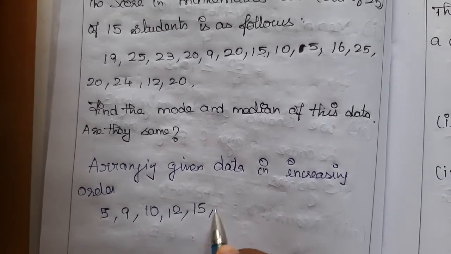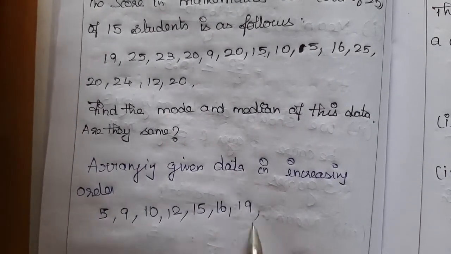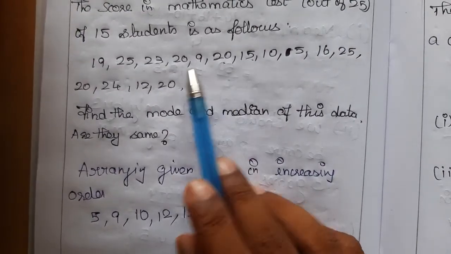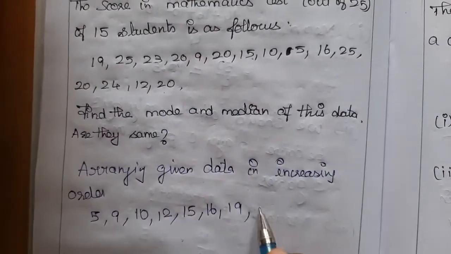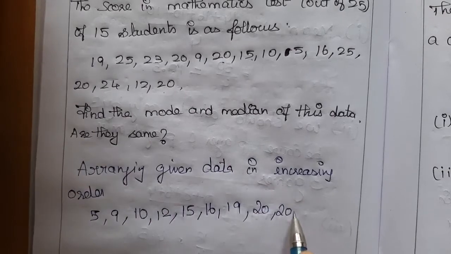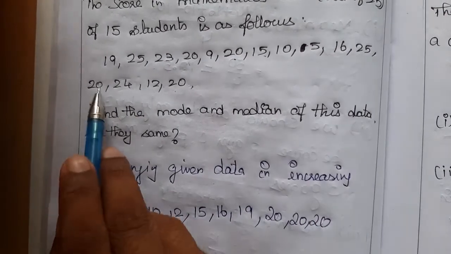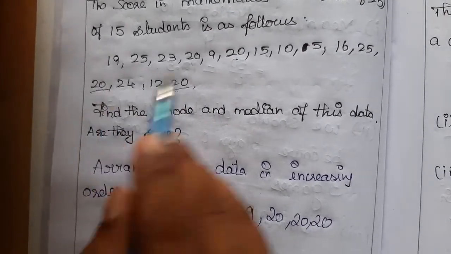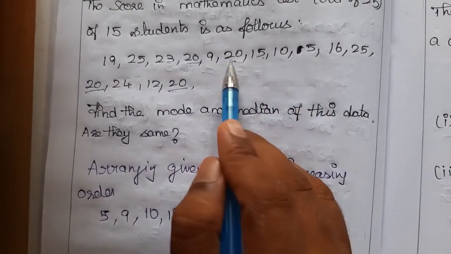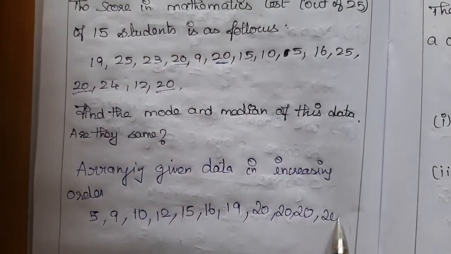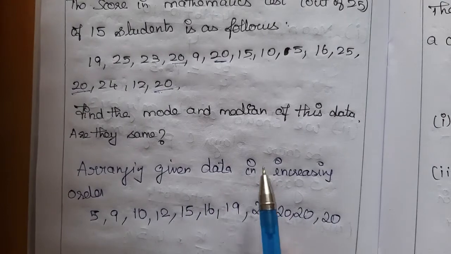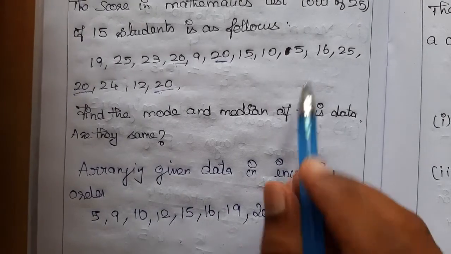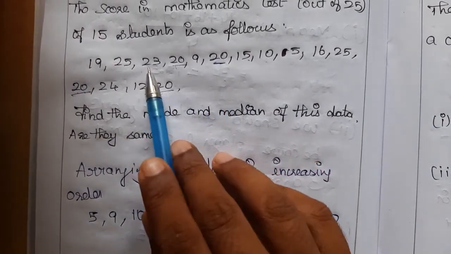Then 20s are there, right? How many 20s are there? 1, 2, 3, 4. Four 20s are there. Is there more than four 20s? Check. No. Then 21, 22, 23.